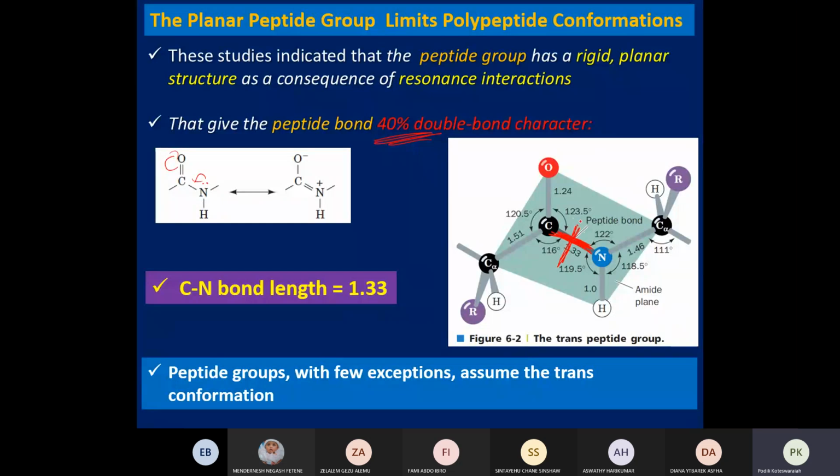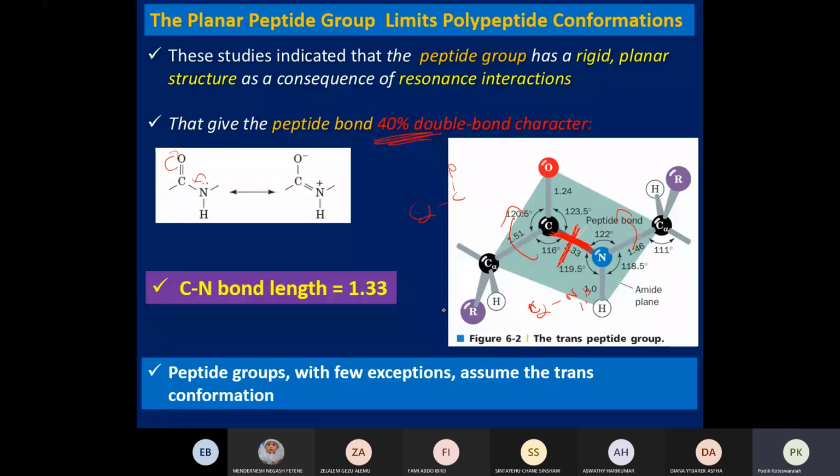rotation of the atoms. In the sense, rotation is not possible around the peptide bond because it is a double bond, whereas rotation is possible on both sides of the peptide bond. On one side it is between the C alpha and C double bond O, and on the other side it is between the C alpha and the NH.